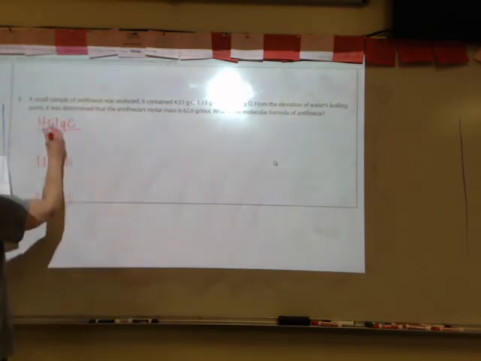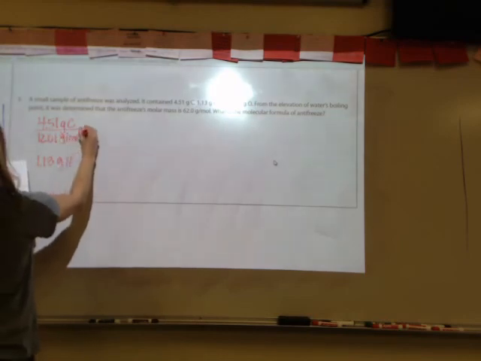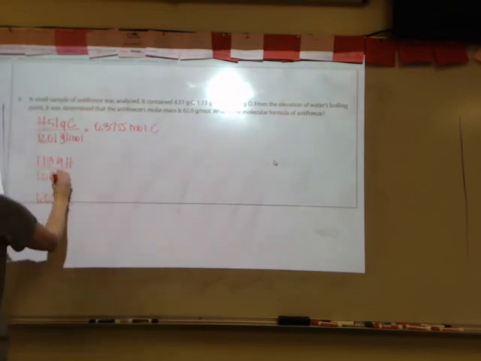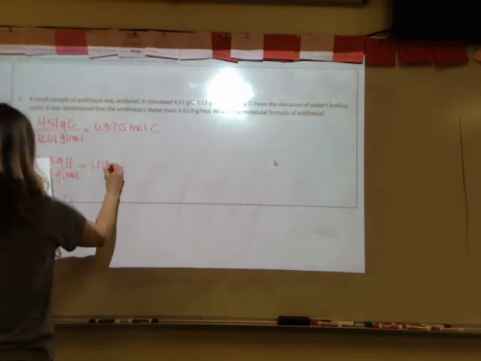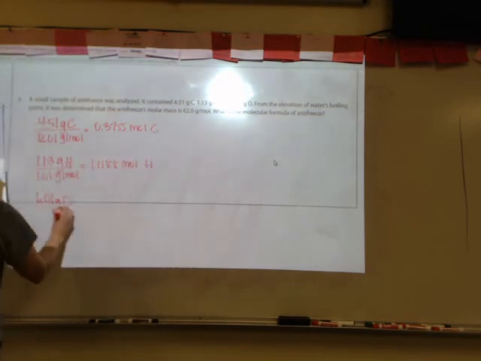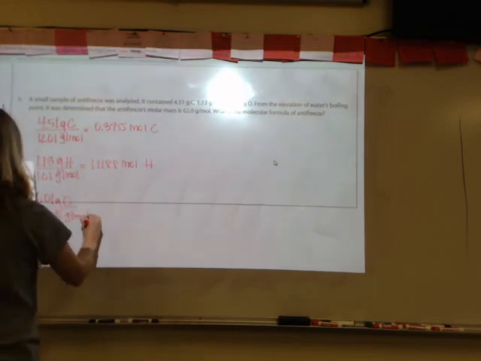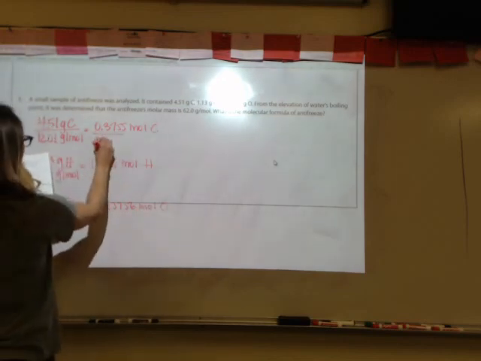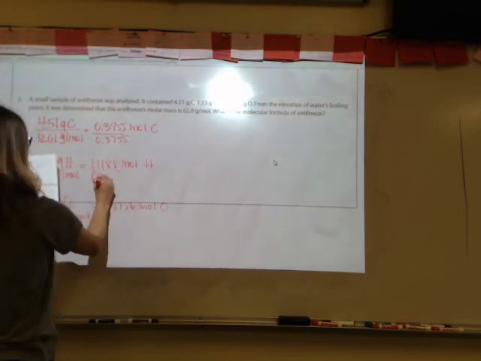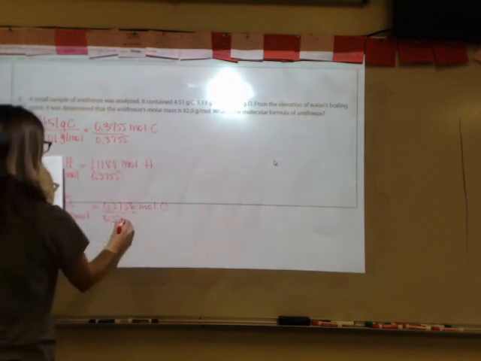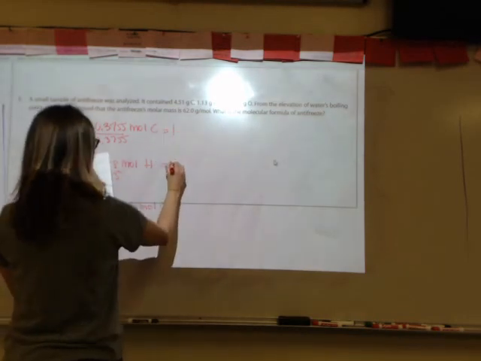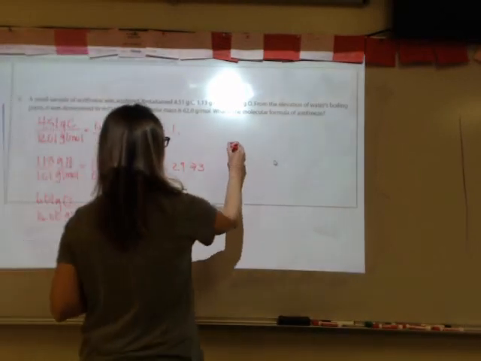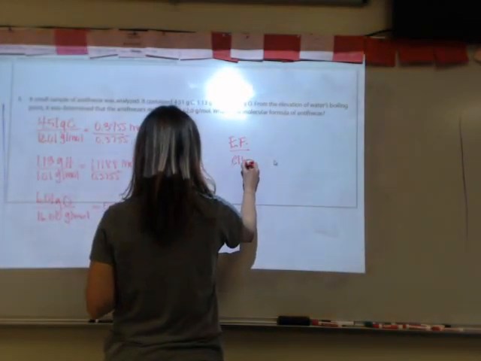We need to convert, they didn't give us the empirical formula, so we have to convert all of these to moles so that we can get the empirical formula and figure out the molecular formula. So I'm converting each one to moles by dividing by their molar masses. And then I'm dividing by the smallest mole, which is 0.3755. I'm going to get 1, 2.9, and 1. 2.9 is within 0.1 of a whole number, so I can round that to 3. My empirical formula is CH3O.